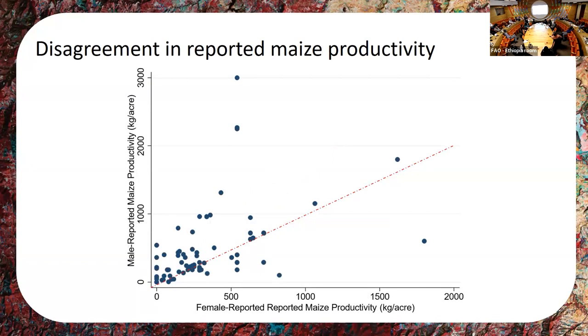We have a similar graph for productivity, although this is just reported because we don't have an actual measure of productivity that's in the same units. And as you can see, there's very little concordance along the dotted line. And it seems that men like saying that there are larger harvests on usual than women.